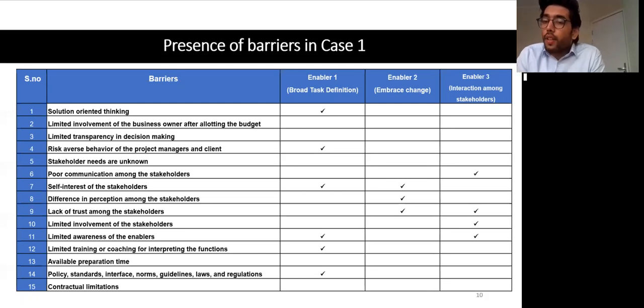And the checks or the ticks mentioned in these 3 columns reflect the observed barriers in the project until the time value engineering was introduced. For example, the first barrier, that was solution-oriented thinking, was experienced by the project team for the implementation of enabler 1, that was broad task definition.